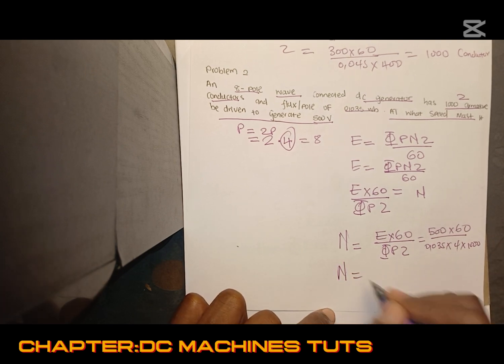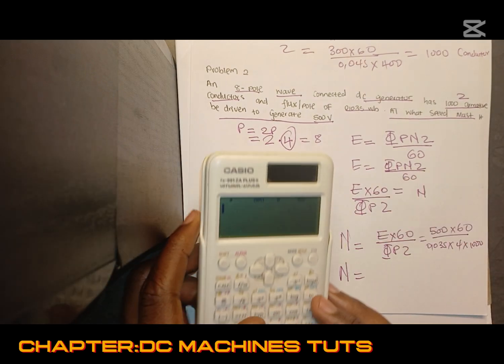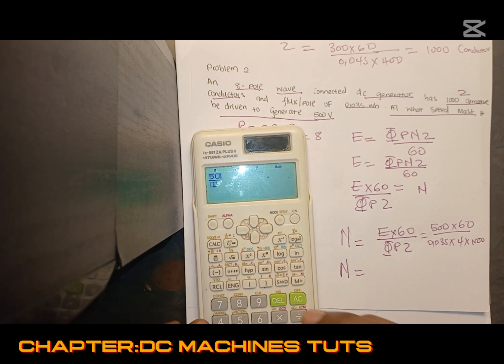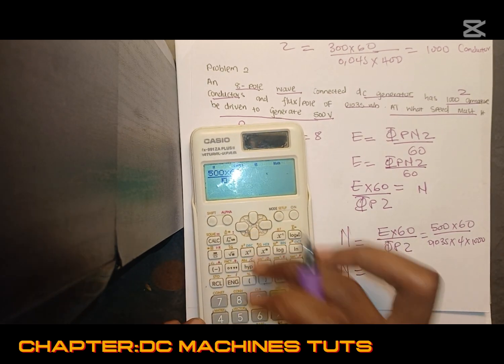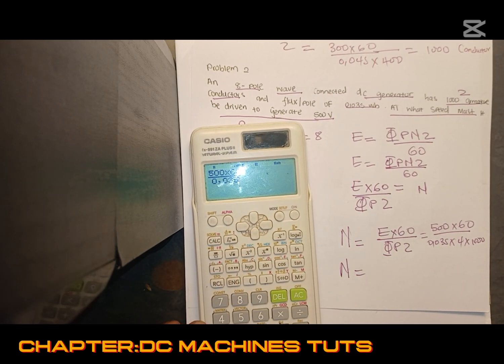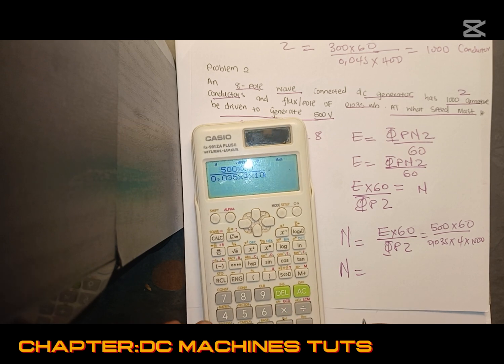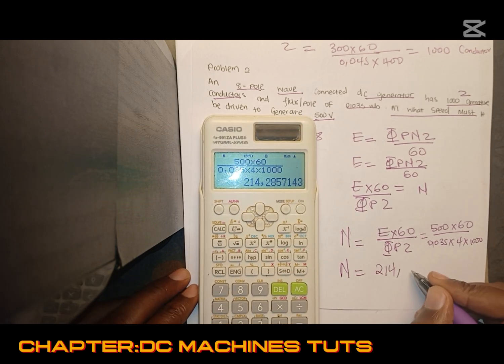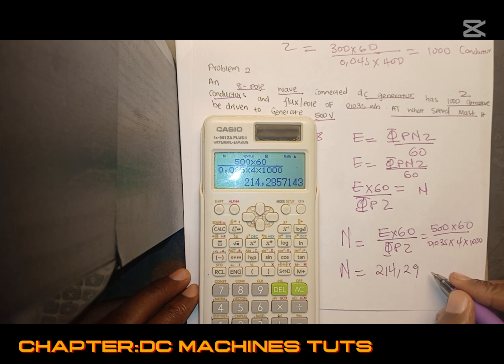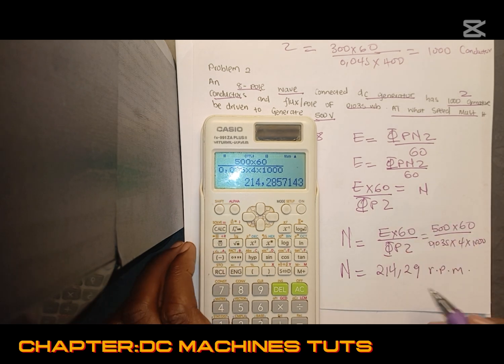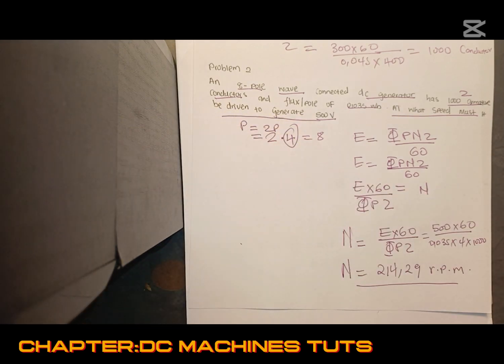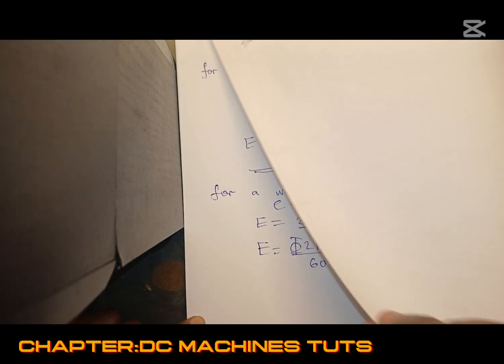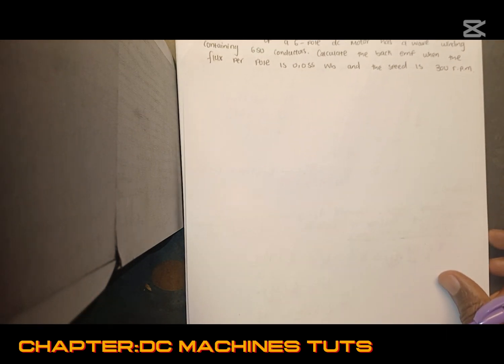Therefore, N is equal to 500 multiplied by 60 divided by 0.035 multiplied by 4 multiplied by 1000. Then you're gonna get 21429 revolutions per minute. Right? So this is your final answer. Now, let's go to another question.